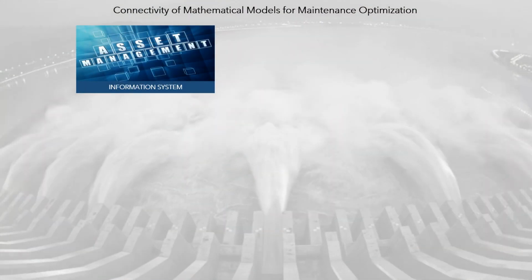Connectivity of mathematical models for maintenance optimization. Hopefully, the starting point will be linked to an asset management system, AMS. AMS is an IT product that already existed in organizations prior to Digital Transformation 4.0, and they contain the basic information needed to implement the system to support asset maintenance decisions.